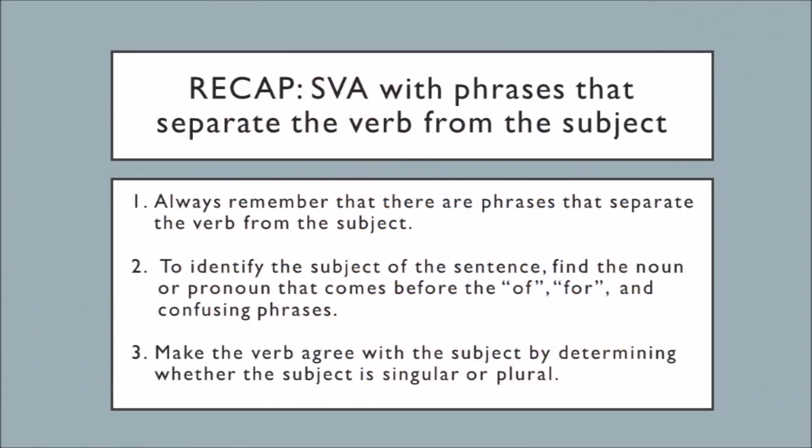To recap the first rule on our first tutorial on subject-verb agreement, remember these 3 steps. 1. Always remember that there are phrases that separate the verb from the subject. 2. To identify the subject of the sentence, find the noun or pronoun that comes before the of, for, and confusing phrases. 3. Make the verb agree with the subject by determining whether the subject is singular or plural.